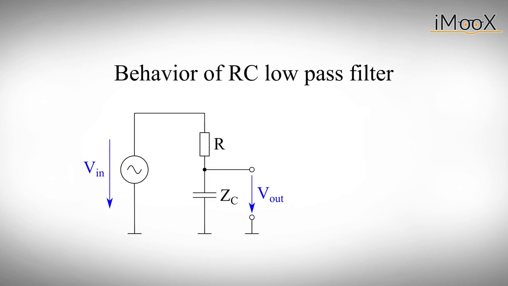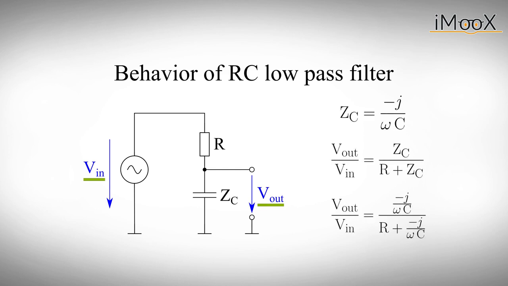If we want to know the frequency behavior of a filter, we actually want to know the answer to the following question. What does the output do in dependency of the input? In other words, we want to know what is the output voltage Vout divided by the input voltage Vin. As we already know from the voltage divider, this relation can be explained in terms of the respective impedances.